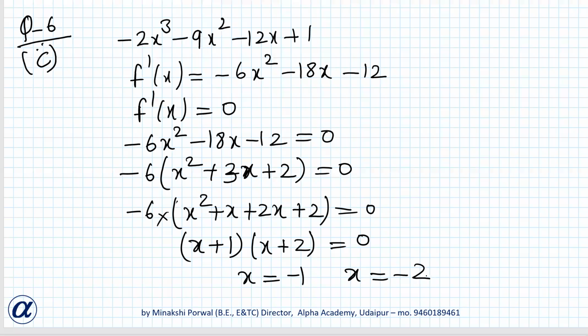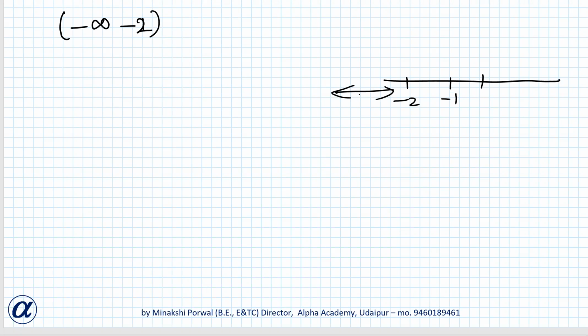These are the points on the real line which divide the real line into disjoint intervals. Points are this way: first of all, 0, minus 1, minus 2. So the first interval will be minus infinity to minus 2, next will be minus 2 to minus 1, and next will be minus 1 to infinity.